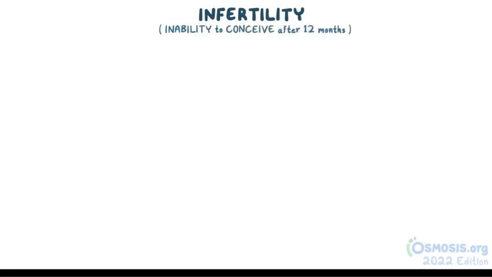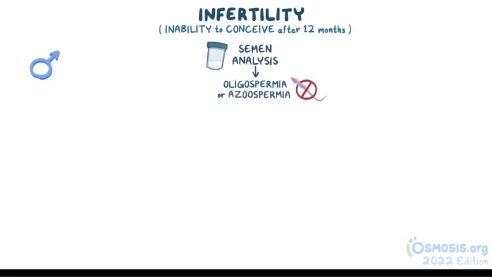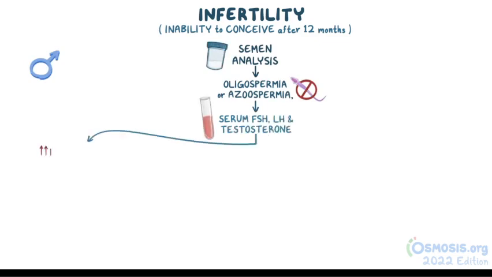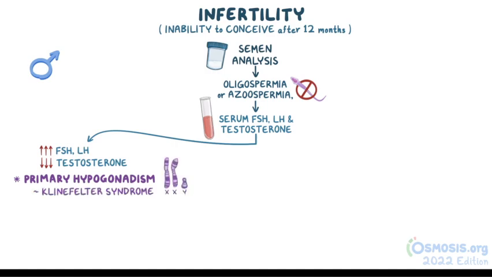Alright, as a quick recap. Infertility is defined as the inability to conceive after 12 months of regular unprotected intercourse. In males, a semen analysis is done, and if there's oligospermia or azoospermia, serum FSH, LH, and testosterone levels are checked. High FSH and LH and low testosterone suggests primary hypogonadism. Genetic causes for primary hypogonadism include Klinefelter syndrome, which is confirmed with a karyotype, and Y chromosome microdeletion, which is confirmed with genetic testing of white blood cells from a blood sample.